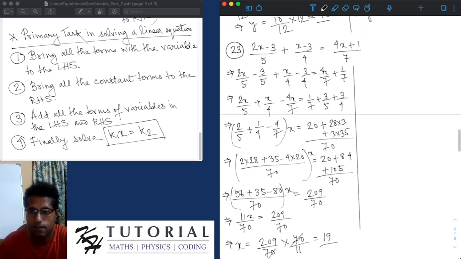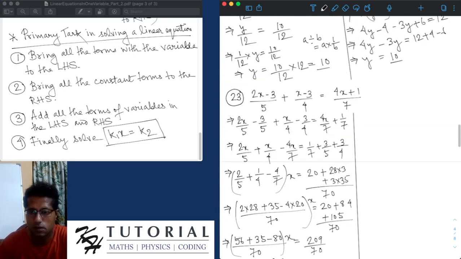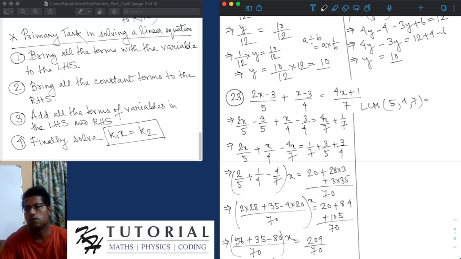Now the alternate way: we see that in the equation we have the denominators 5, 4 and 7. So we have to find the LCM of 5, 4 and 7, which is 20 and 140. What is the LCM of 5, 4 and 7? Is it 70?